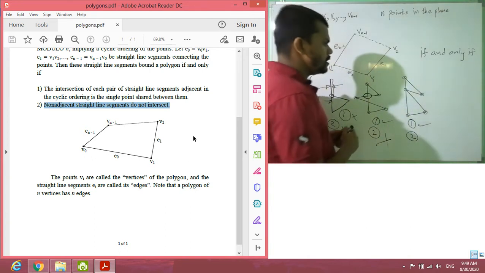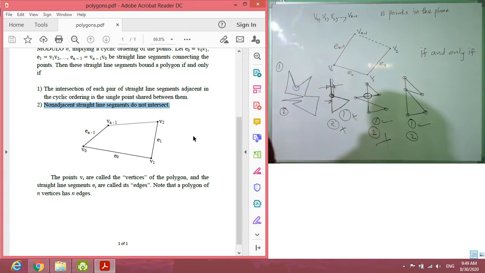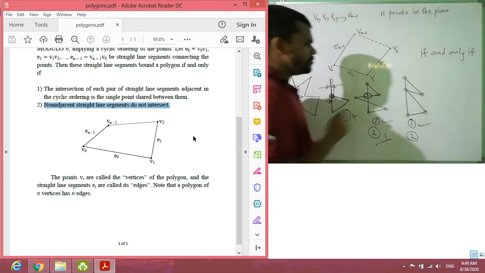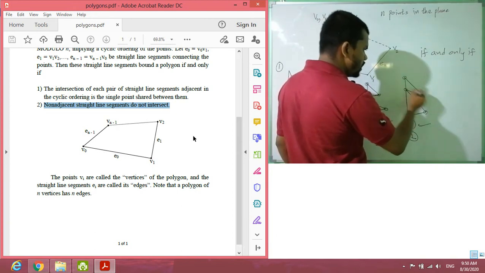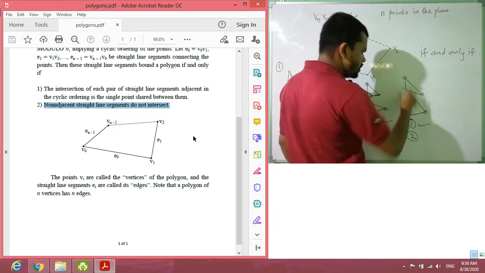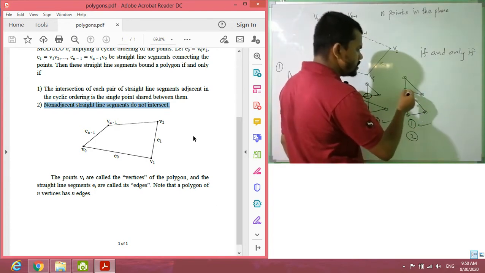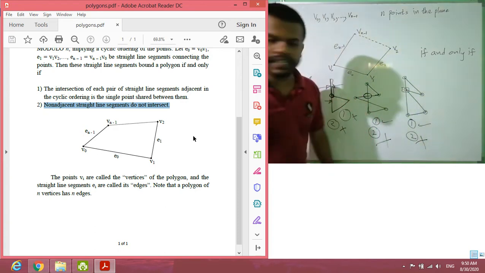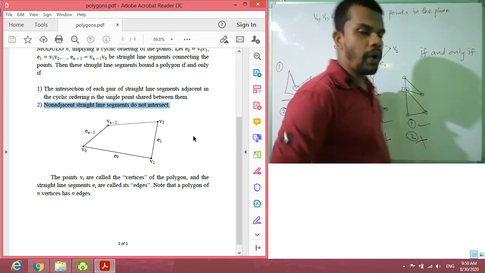But we have to check the second condition as well. All the pairs of non-adjacent line segments should not intersect. But if you consider this one and this one and this one, they are non-adjacent, but they intersect from here. So, second condition is false. Therefore, this is not a polygon.